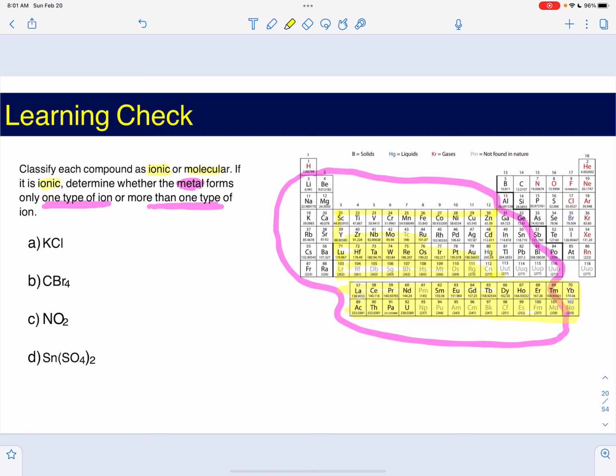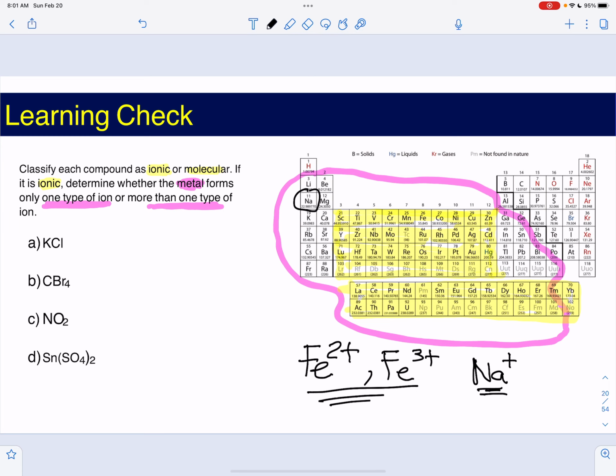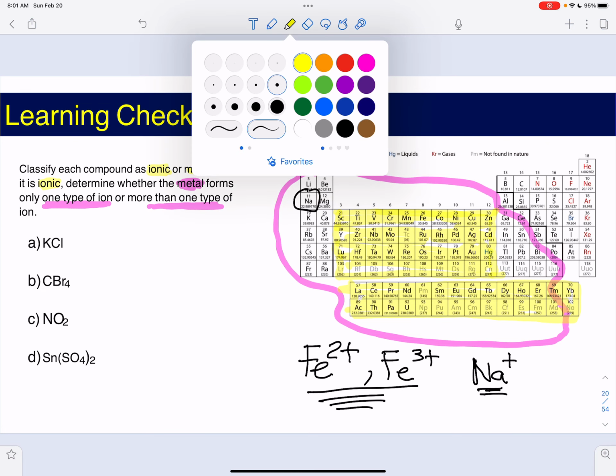What do I mean with that? That means that, for example, iron in some compounds can be 2 plus. It can also be 3 plus in another type of compound. Meanwhile, sodium, which is not a transition metal, will always be plus 1. There's only one type. The transition metals can be 2 types. However, science is never 100%. There's always exceptions to the rule. So here are my exceptions.